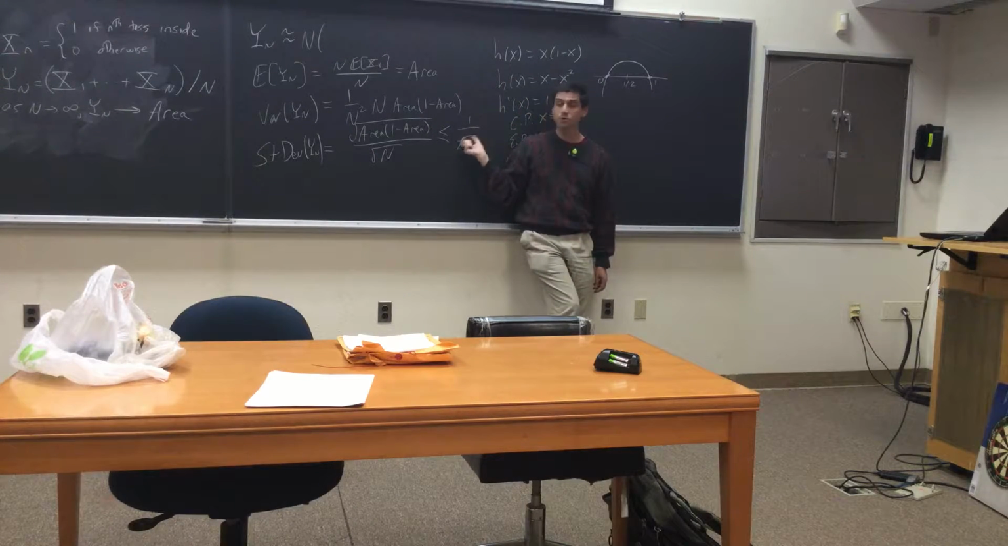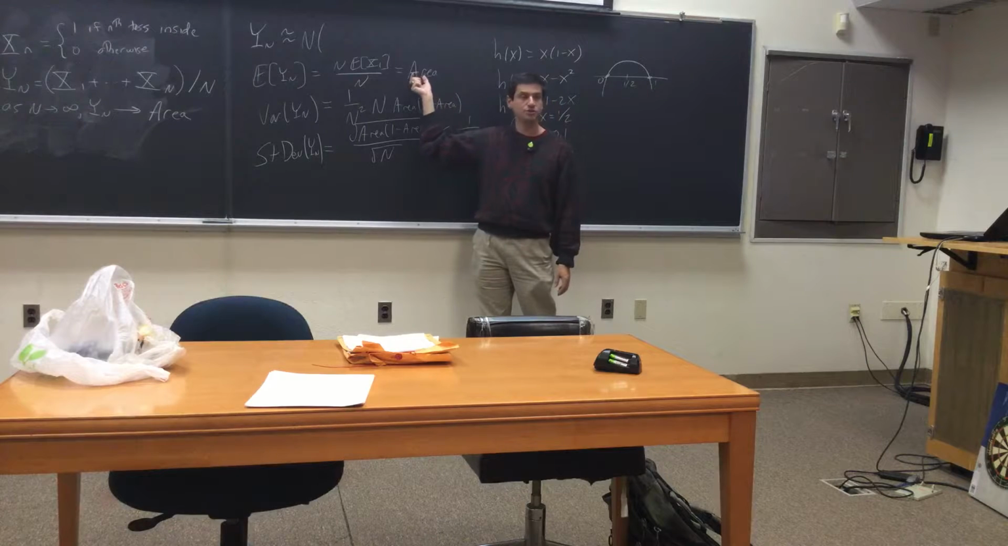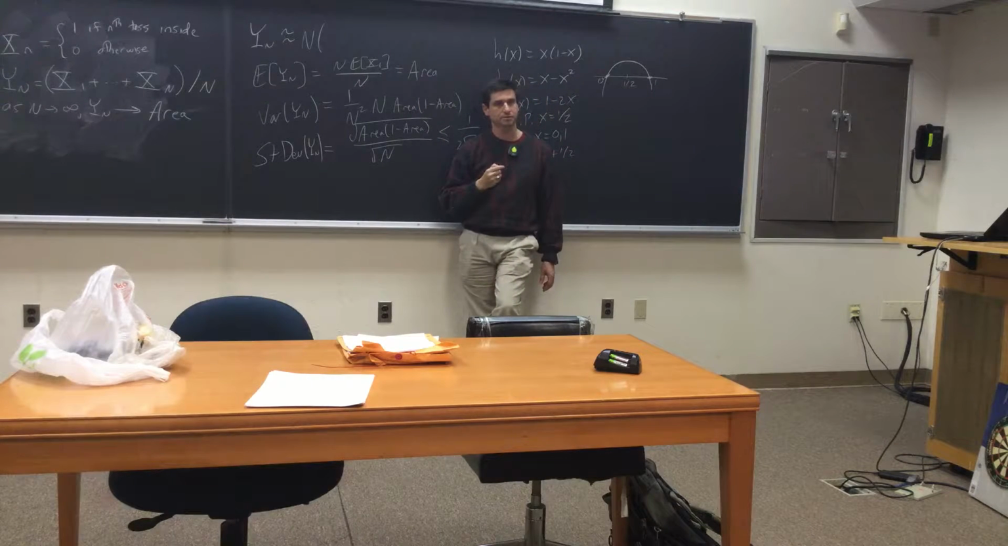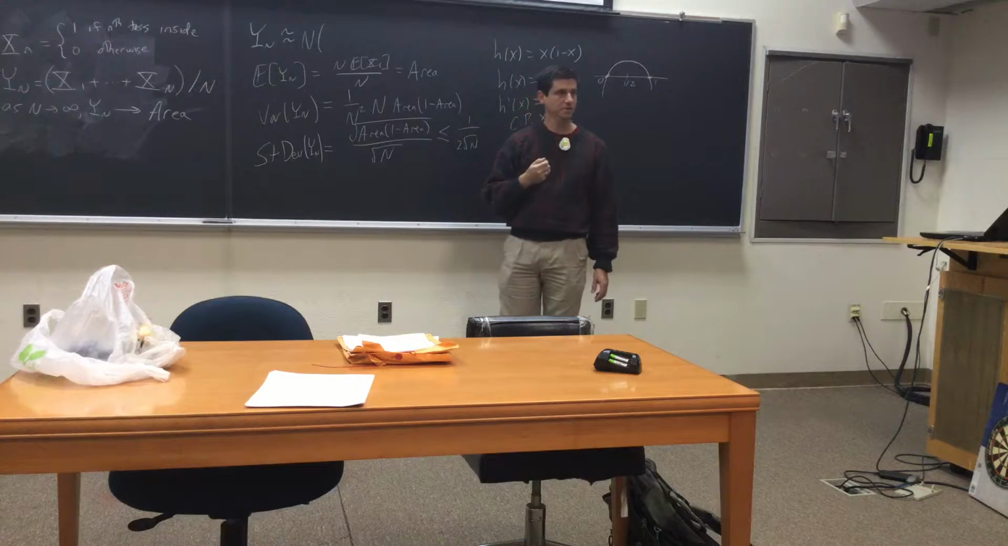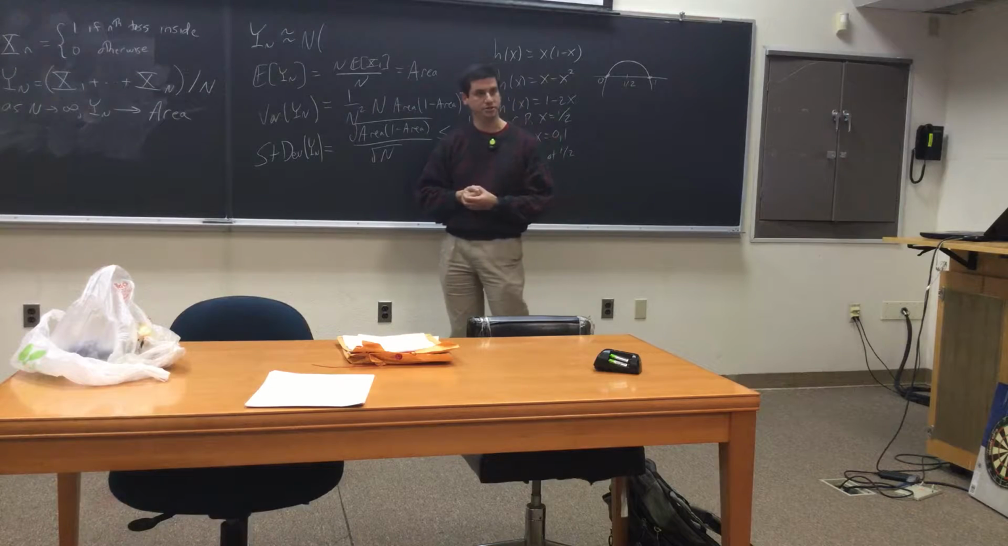The standard deviation could be smaller than this, but I know worst case scenario, the standard deviation is going to be like 1 over 2 square roots of n. So as n gets very, very large, this is going to be very tightly concentrated about the area. Okay? So if I want to get a better estimate of the area, what should I do? Take more and more points.